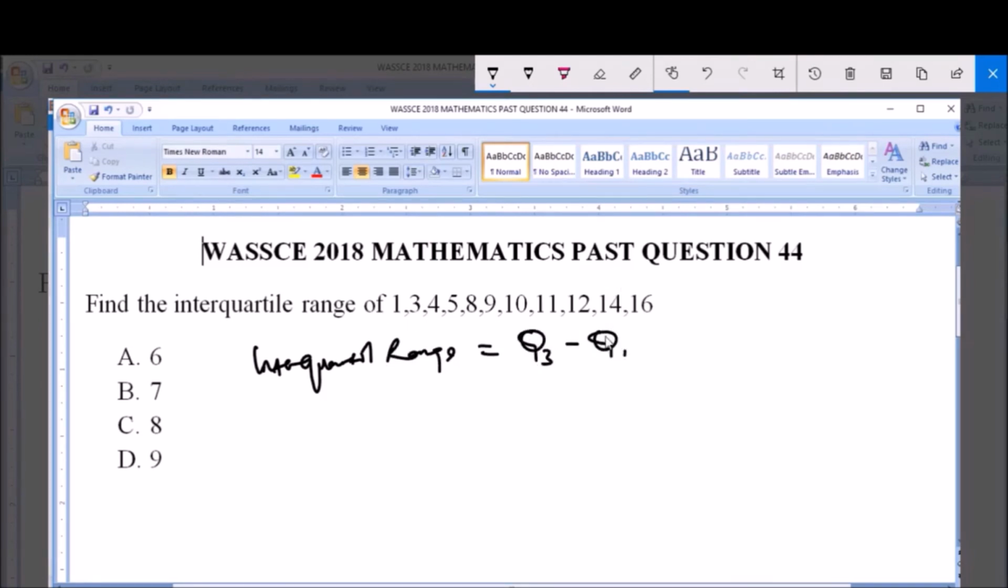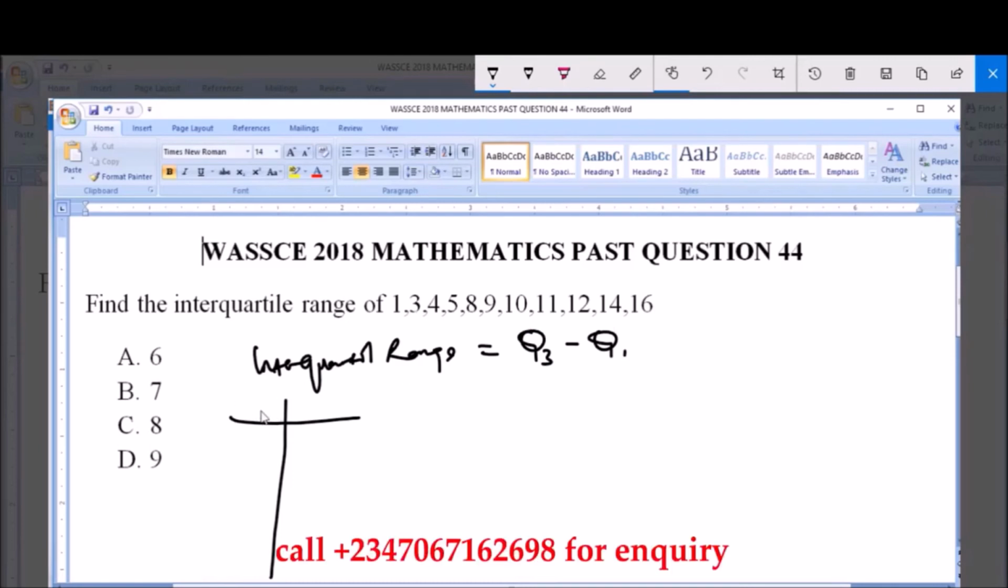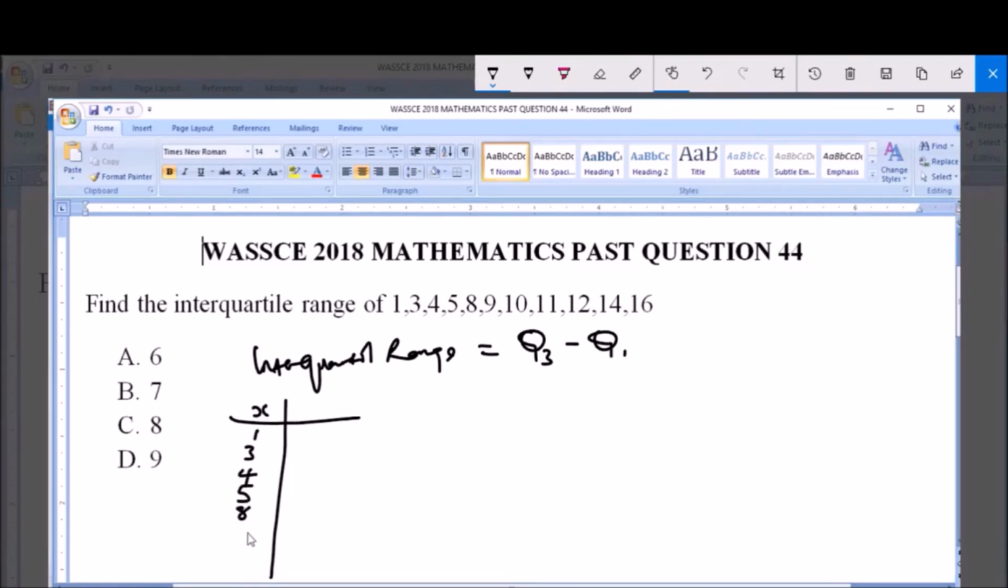Now, if you look at this set of numbers given to us, they are ungrouped data. But for us to find this interquartile range, let's just arrange them in a simple form so we can get the cumulative frequency, since we know that each of them is 1 in this set of data. So let's assume we have the data x, we have 1, 3, 4, 5, 8, 9, 10, 11, 12, 14, 16. Now each of them has a frequency of 1.